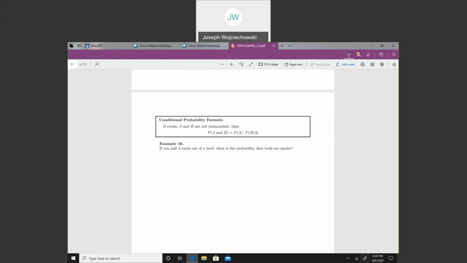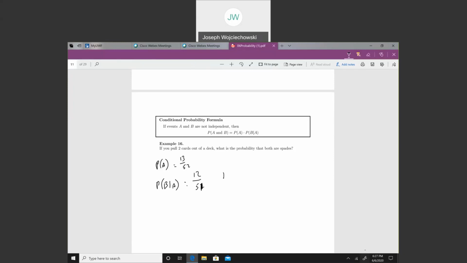Okay, conditional probability formula. If events A and B are not independent, then the probability of A and B is the probability of A times the probability of B given A, which we've already kind of looked at. So if you pull two cards out of a deck, what is the probability that both are spades? Well, let's let event A be first card a spade. And the probability of that is 13 out of 52. Now what's the probability that the second card's a spade given the first one is a spade? Well, there's only 12 spades left out of 51.